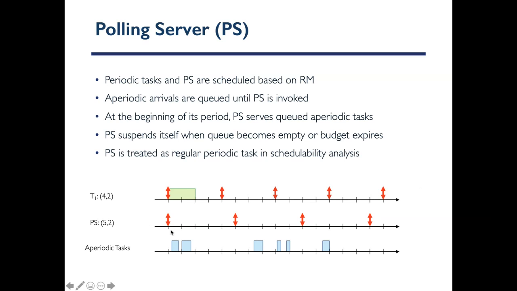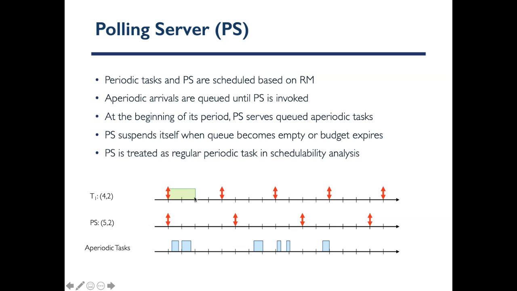The way it works is that we're going to actually implement in this polling server scenario an RM, so rate monotonic. Because we're executing rate monotonic, T1 is going to have a higher priority than PS because T1 has deadline 4 and PS has deadline 5. So T1 always has priority over PS. So that's first put out.